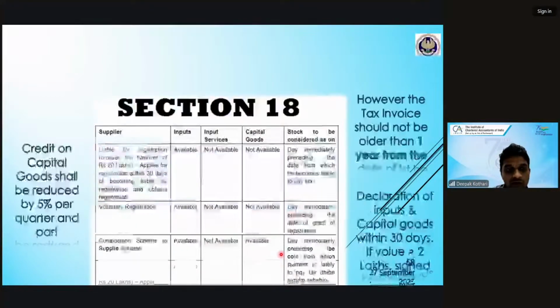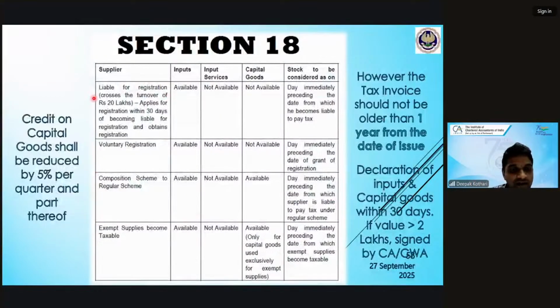Now 18(1)(a) says that if you're liable for registration and you cross the turnover and you apply for registration within 30 days, then inputs is available. मतलब जो भी स्टॉक है ऑन द क्रेडिट इज अवेलेबल. इनपुट सर्विसेज के ऊपर अवेलेबल है? नहीं है. कैपिटल गुड्स है उसके ऊपर अवेलेबल है? नहीं है. विच स्टॉक? स्टॉक इमीडिएटली प्रीसीडिंग द डेट फ्रॉम विच द person becomes liable for registration.